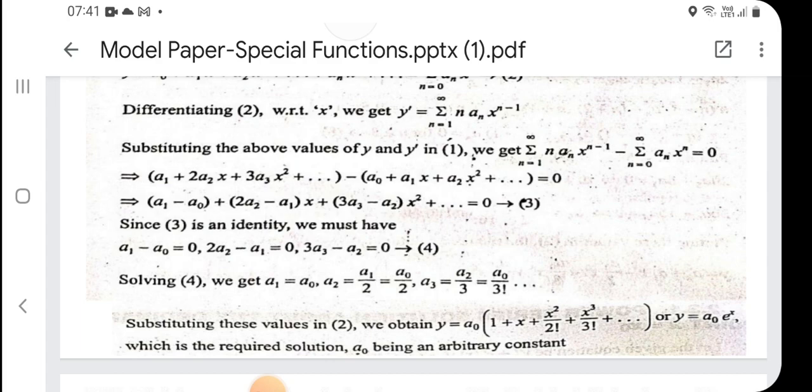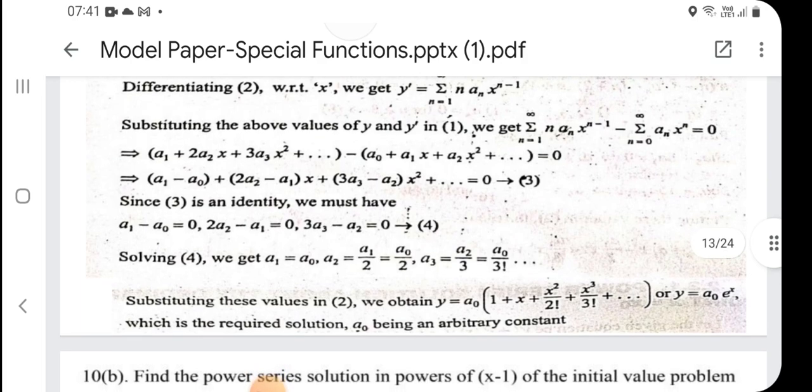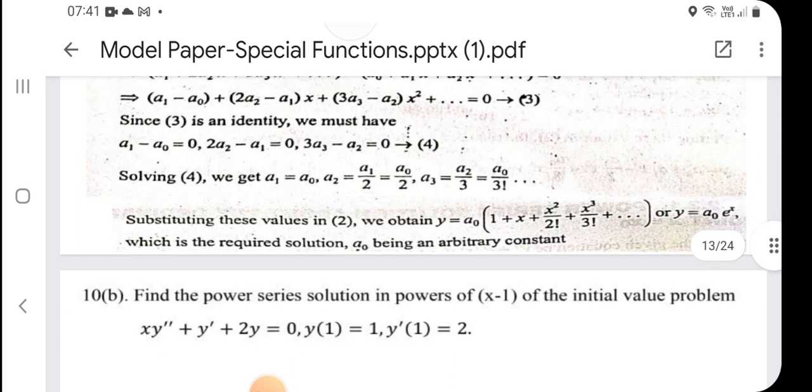So we are substituting these values, we obtain y is equal to a0 plus a1 x plus a2 x square and so on. So a0 into 1 plus x plus x square by 2 factorial plus x cube by 3 factorial. In other words, y equal to a0 into e power x, which is the required solution, a0 being an arbitrary constant.